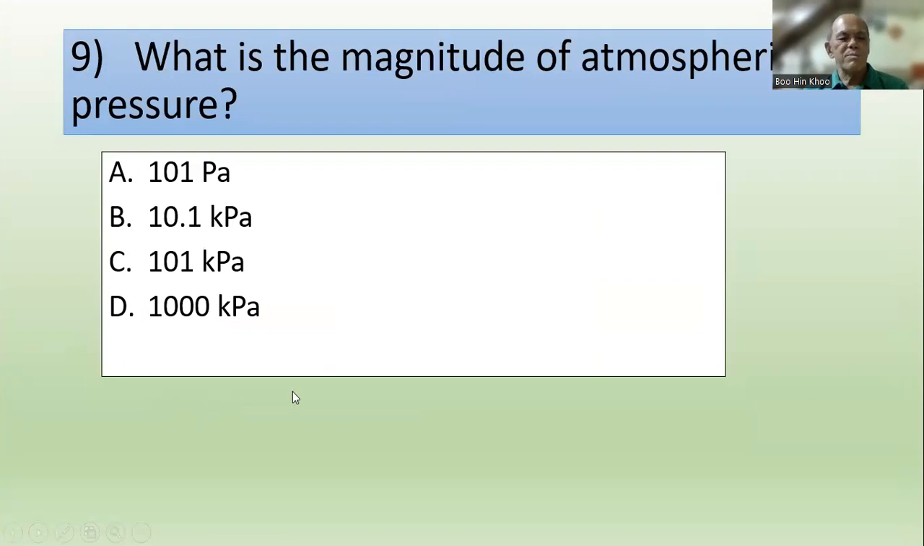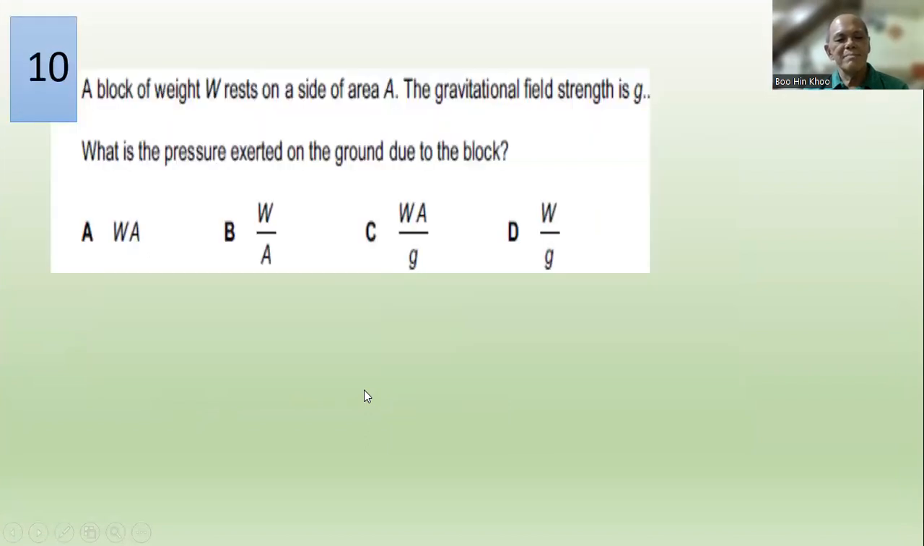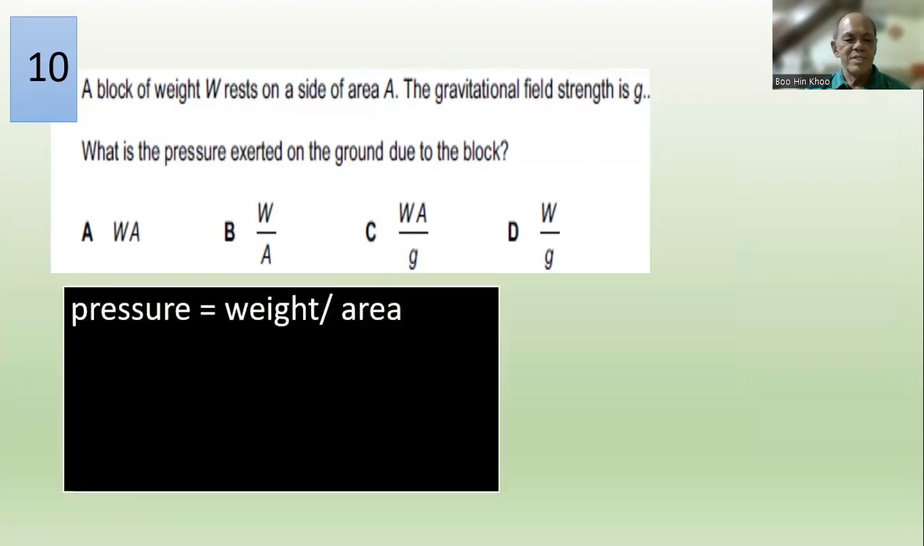What's the magnitude of atmospheric pressure? Correct, C. A block of weight W rests on a side of area A. The gravitational field strength is g. What's the pressure exerted on the ground due to the block? What's your answer? Pressure is weight over area, W over A. The answer is B, correct.